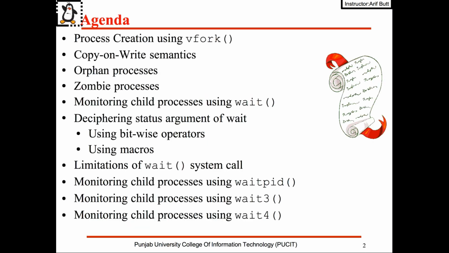Well, the agenda of today's session is, first of all, we are going to talk about the vfork system call. We're going to talk about the copy on write semantics that is used these days in the fork system call. We'll talk about the orphan and zombie processes, and we'll see how the parent process can monitor the child processes using the wait system call. We will dig out details and we will decipher the status argument of wait using the bitwise operators as well as the macros. Finally, we will talk about the limitations of the wait system call, and we will discuss the other family of wait calls like waitpid, wait3 and wait4. So let's start playing.